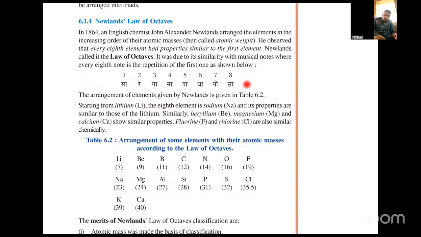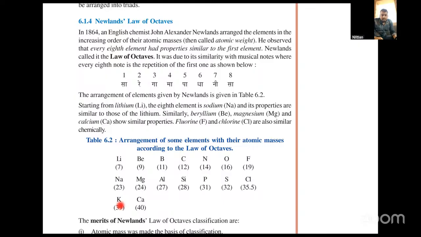So he arranged the elements in increasing atomic masses. Do you know atomic mass? Atomic mass is the mass of an atom. When he arranged in increasing atomic mass, he found that like Sa Re Ga Ma Pa Da Ni Sa, every eighth element has the same property as the first element. Like here, first and eighth is Sa, Sa. In the same way, here the first and the eighth element, lithium and Na, have similar properties. So he classified.